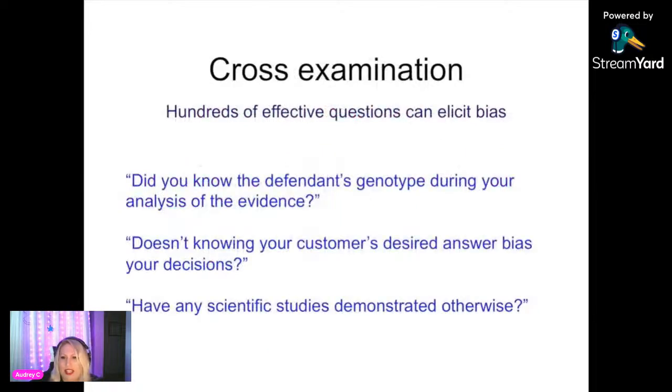In the DNA cross-examination of an expert DNA witness, hundreds of effective questions can be asked that will elicit bias. For example, one can ask, did you know the defendant's genotype during your analysis of the evidence? This is usually true, and you can explore different variations of that to determine how it might have been used during mixture interpretation. Also, following up, doesn't knowing your customer's desired answer, your motivational bias, affect your decisions? They could say yes or no, but the point is being made.